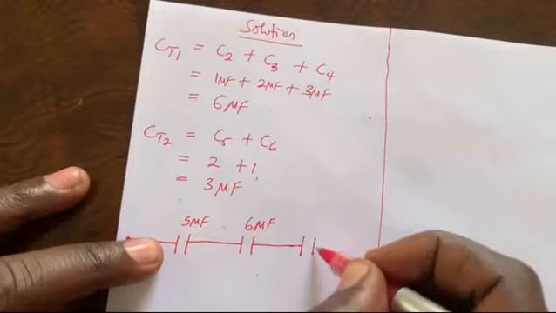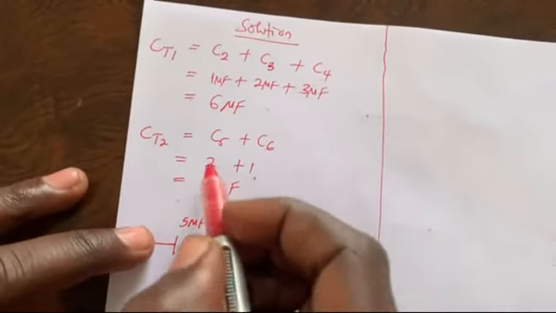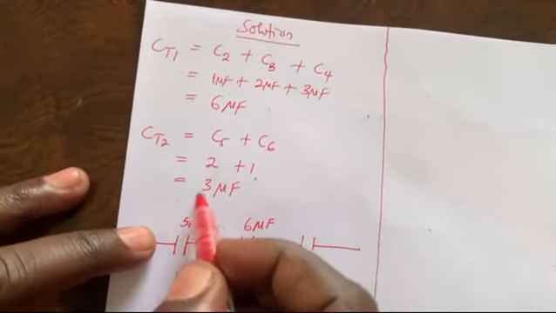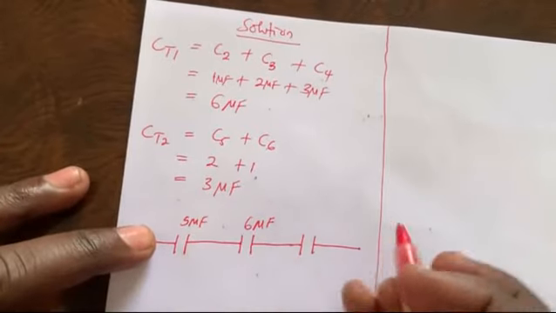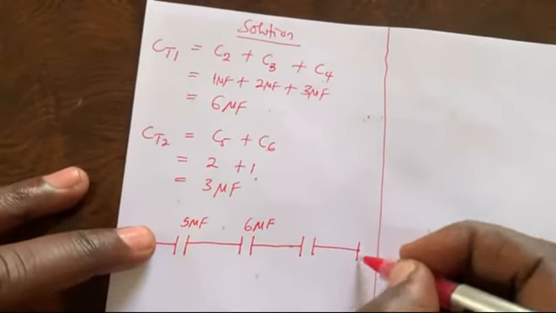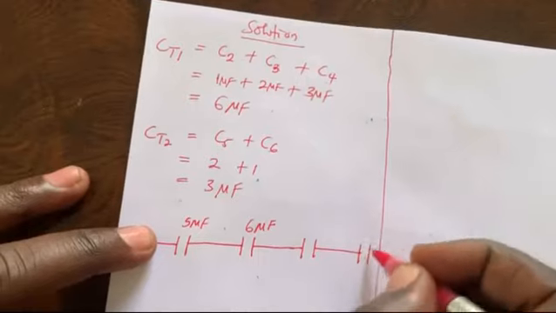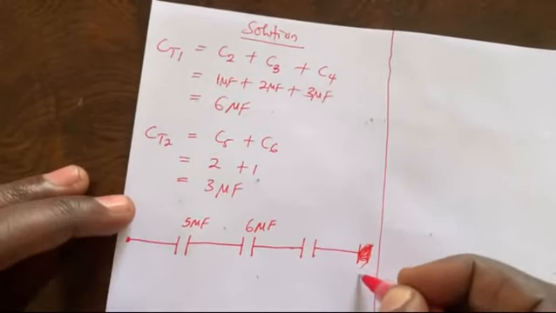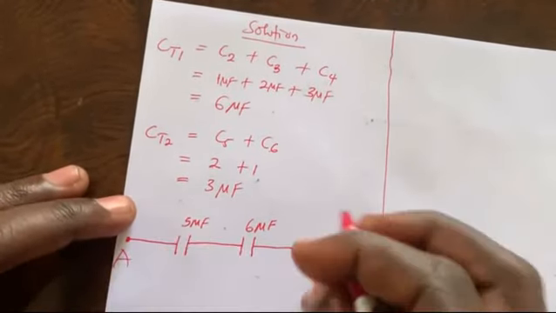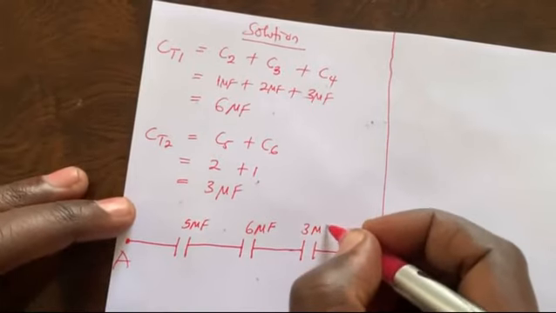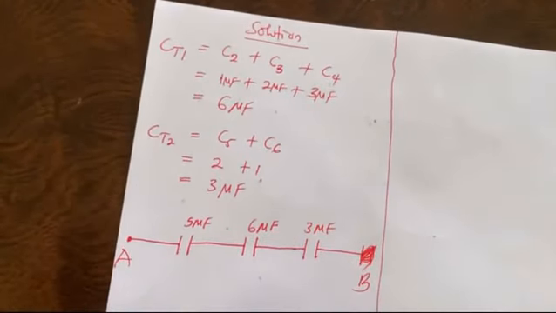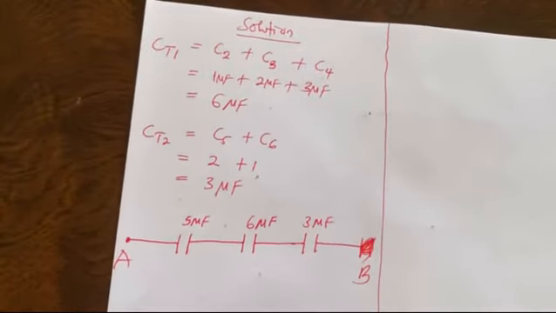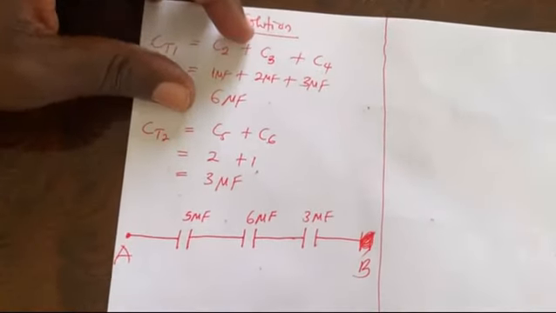Next, again we have 2 here and 1 here. Their combined effect is 3 microfarad. So we write here, I'm sorry, this should be B, this is A, and then this is 3 microfarad. Okay, now we have only 3 capacitors, and the connection is clearly in series.